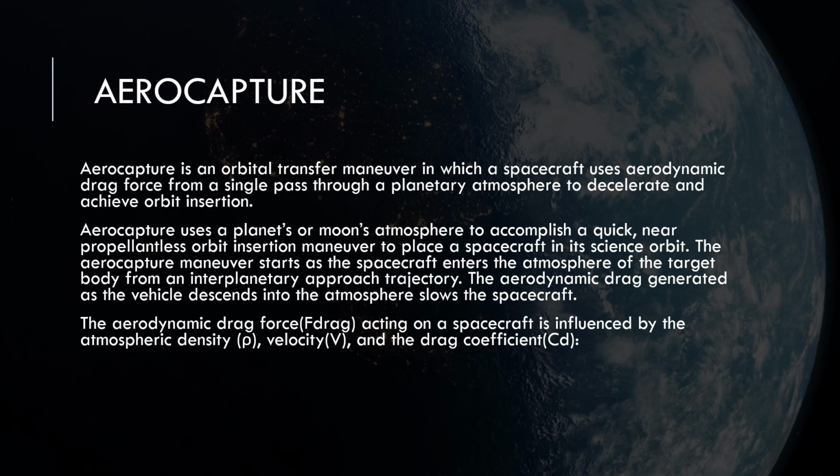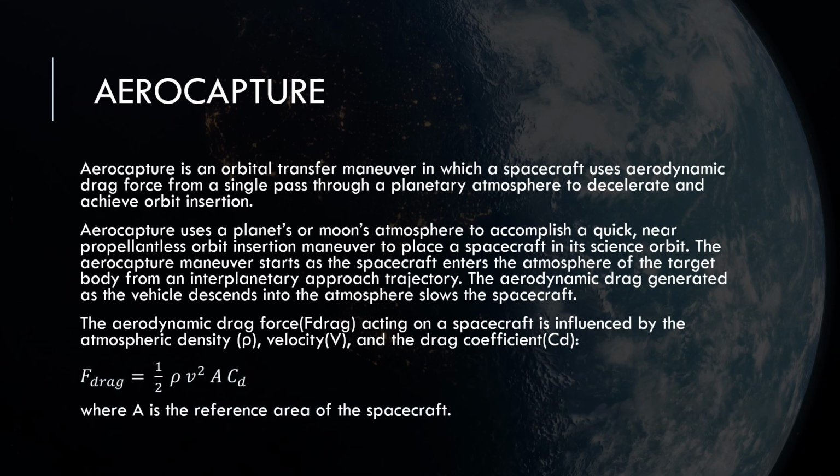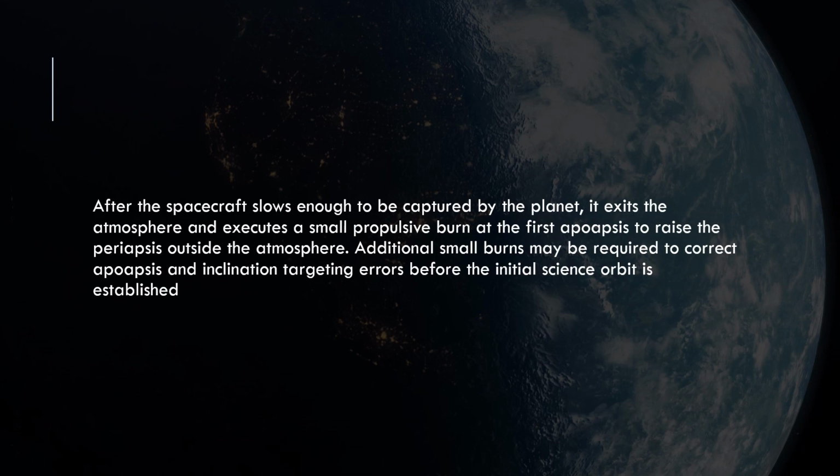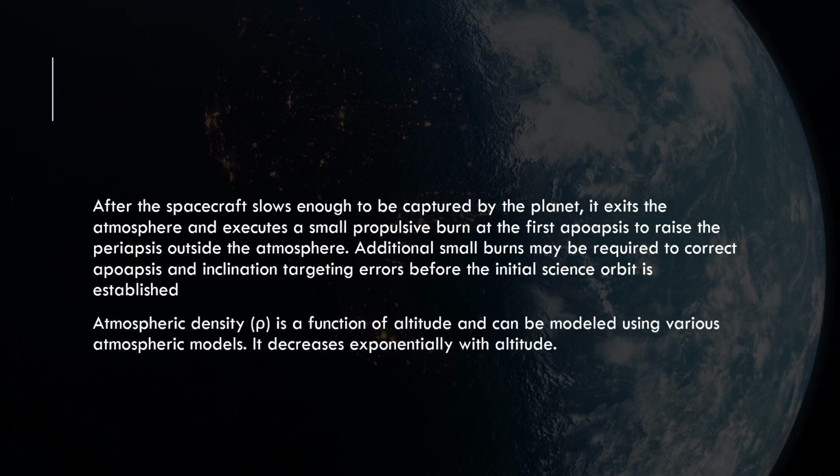The aerodynamic drag force F_drag is given by the equation F_drag = ½ ρ v² C_D A, where A is the reference area of the spacecraft. After the spacecraft slows enough to be captured by the planet, it exits the atmosphere and executes a small propulsive burn at the first apoapsis to raise the periapsis outside the atmosphere. Additional small burns may be required to correct apoapsis and inclination targeting errors before the initial science orbit is established.